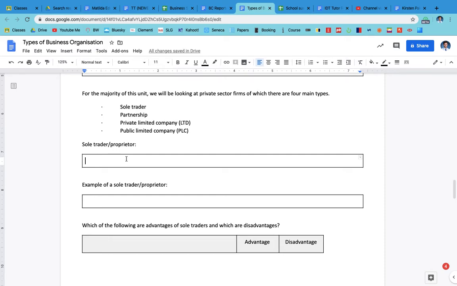So a sole trader is the simplest type of business. The owner of the business is an individual person. Okay, so they get to keep all the money and make the decisions. There's very little sense of continuity, which means the business ends when the owner does. And they've got unlimited liability.